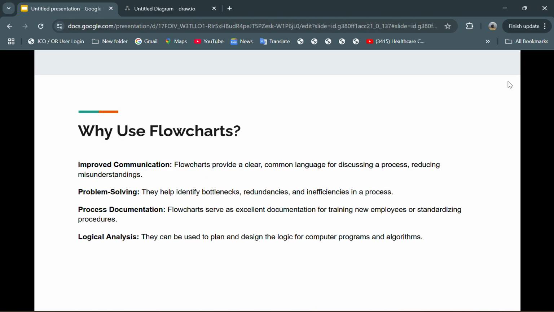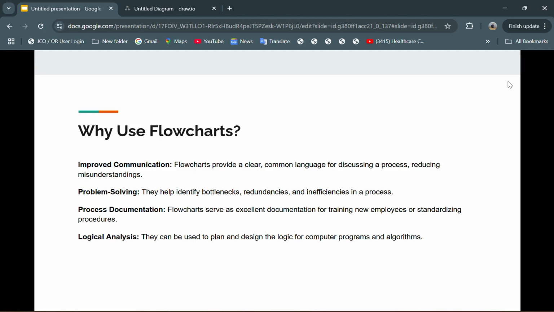So let's move on to the next slide. Why use flowcharts, and why are they important? They improve communication and bridge the gap between non-technical and technical stakeholders. They help with problem solving, process documentation, showing how the process will happen, and logical analysis, helping you think logically about how the system process will perform. So it will improve communication.